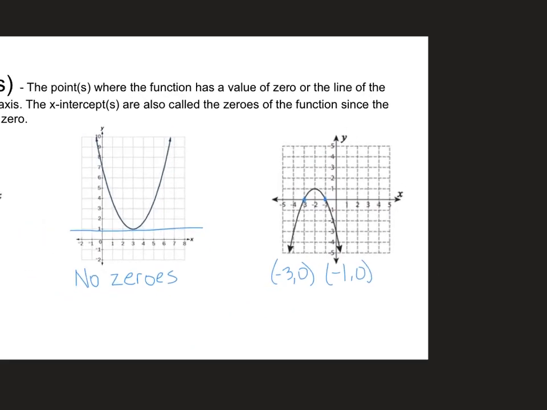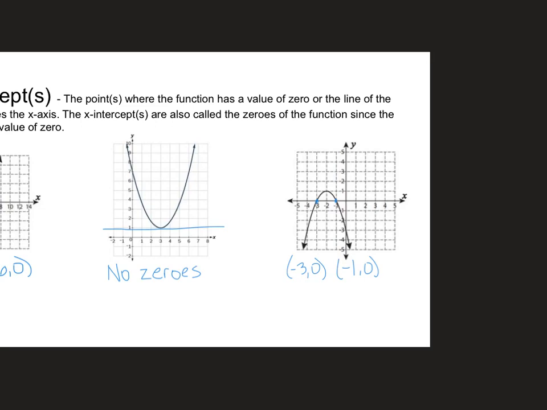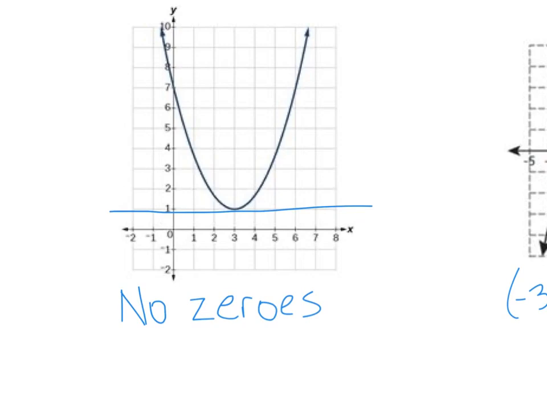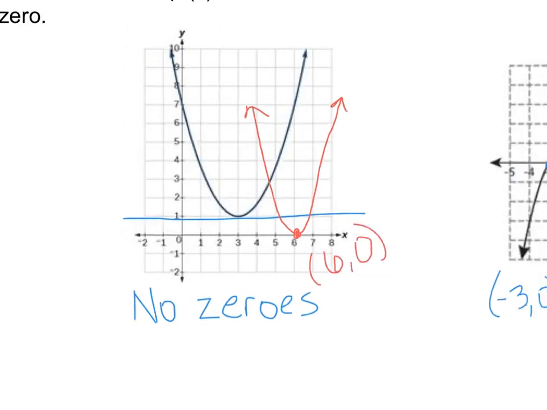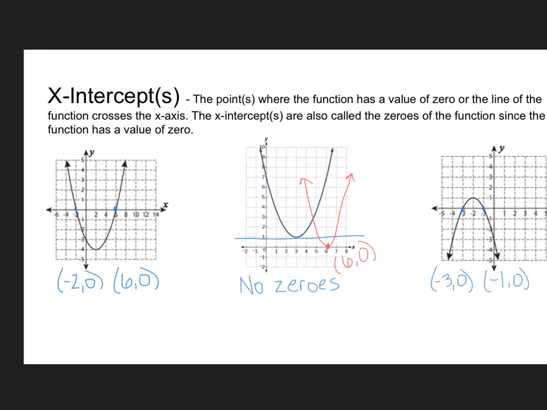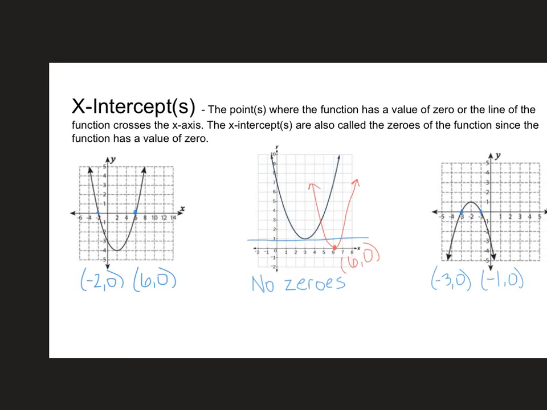Now I realized that I did not show you guys one that has only one zero, so I'm going to go back to this middle graph and see if I can sketch that for you. If you had a quadratic function that looked like this, where the vertex itself was on the axis, then this is a situation where you would only have one zero. So this one would have a zero at (6, 0). This is one of those special circumstances where you have a binomial squared to create that quadratic parabola.